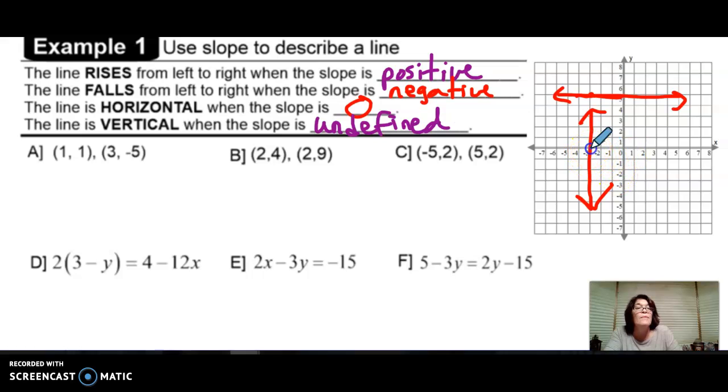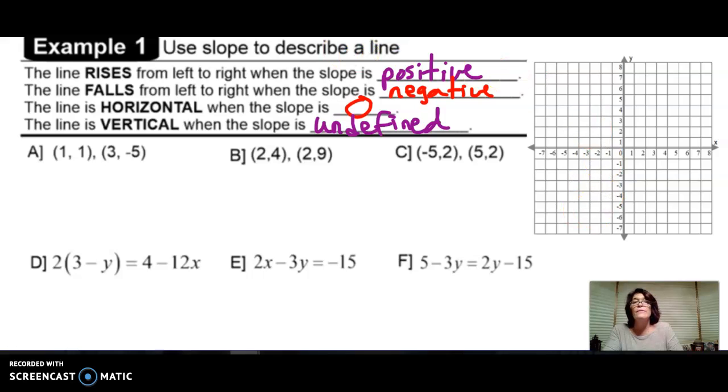Okay, because to get from this point to this point, I go up 2 and over 0. Well, I can't divide by 0. That's undefined. So a vertical line's slope is undefined, and for a horizontal line, the slope is 0. All right, so let's look at some in your notes here.